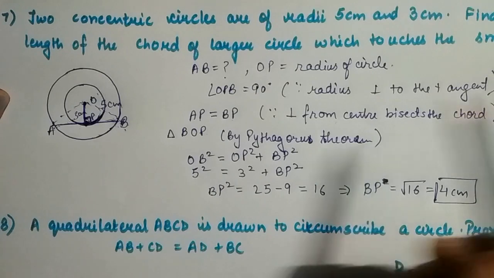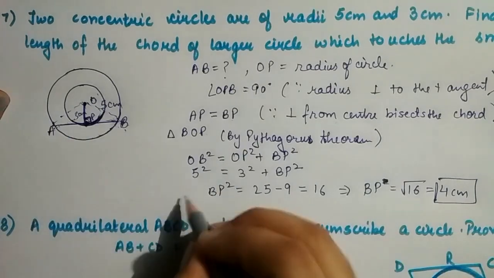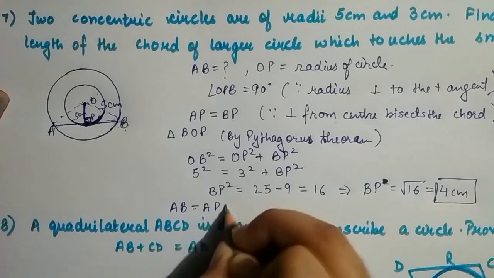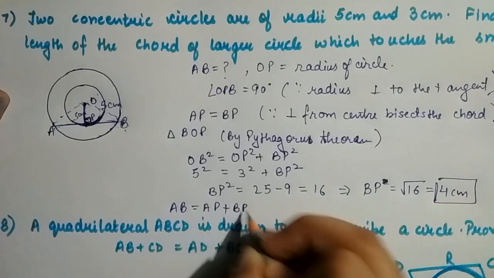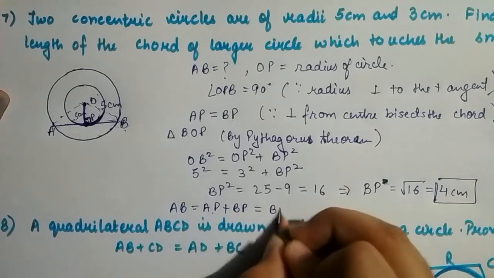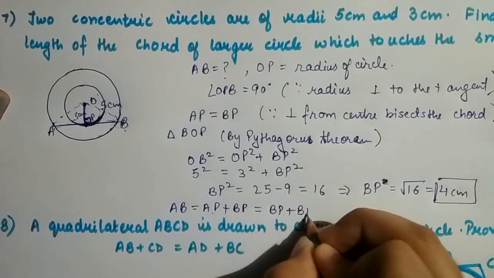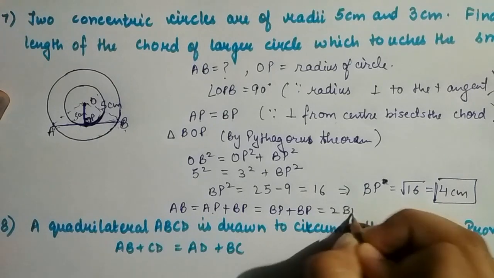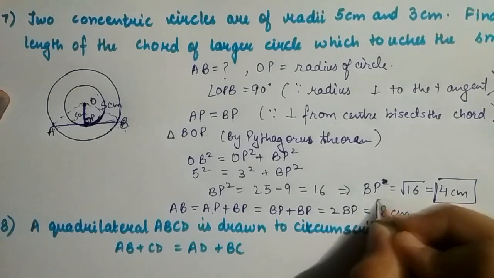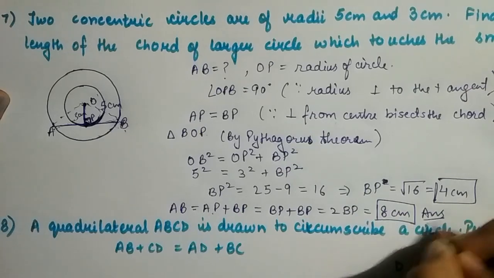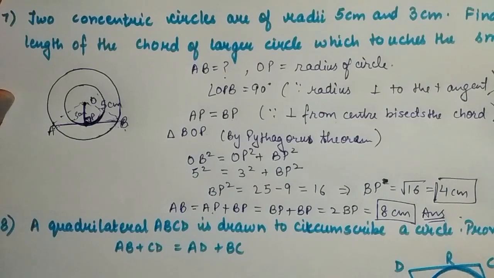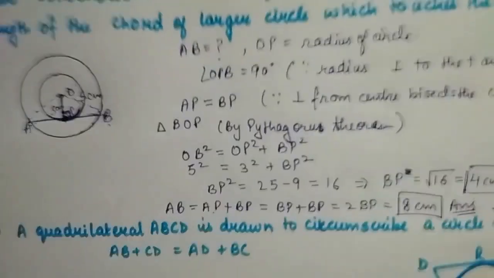What you have to find is the length of the chord. So chord AB is equal to AP plus BP, and you know BP is equal to AP, so you can write AP as BP only, plus BP, that is equal to 2 BP, and that is equal to 2 into 4, that is 8 centimeters. So 8 centimeters is your answer. It is the length of the chord. Okay, now see the next question.